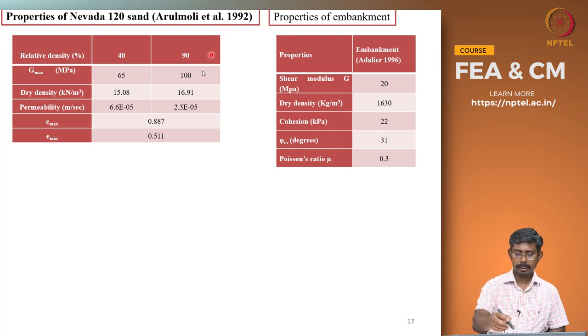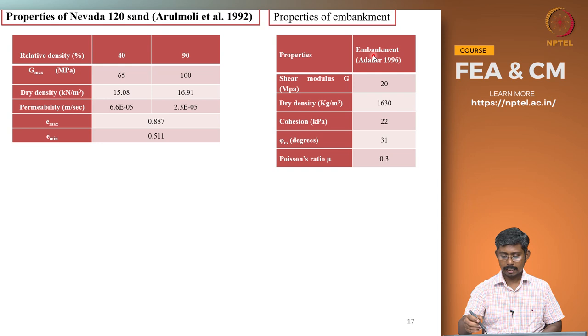It is inferred from the literature, and the embankment that is constructed over the liquefiable sand is said to have the shown properties: maximum shear modulus of 20 megapascal and dry density of 1630, cohesion of 22 kPa and phi CV of 31.